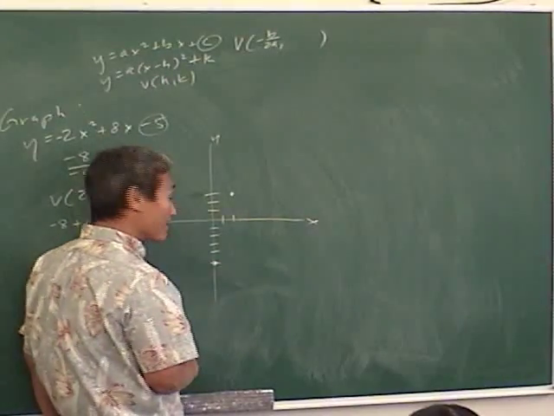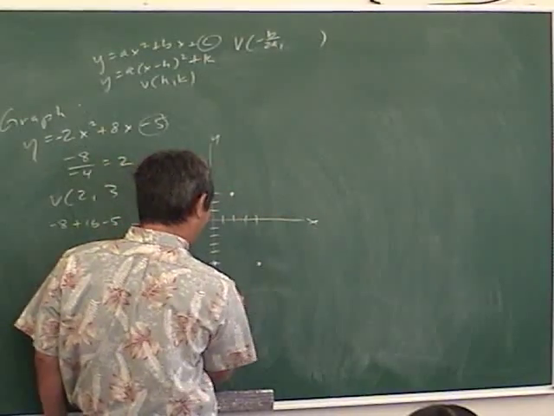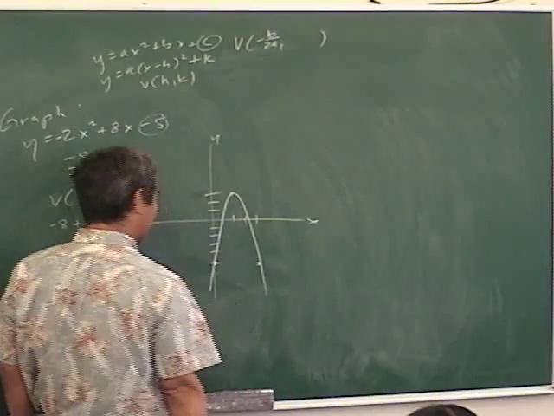But a parabola has symmetry. So if I go 2 this way and down there, if I go 2 that way, I've got to be down there too. Now you can just connect the points.